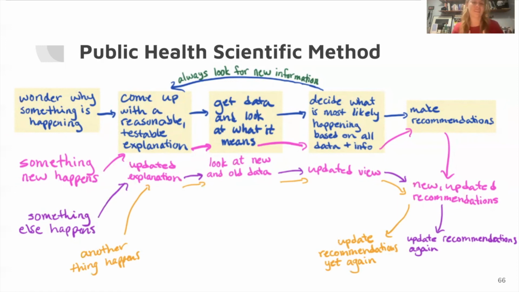So can anybody, there are pretty obvious examples of that happening right now. Can anybody think of any particularly salient ones within the past 2 years? Times when people made recommendations and then they got new information and then had to update their recommendations.